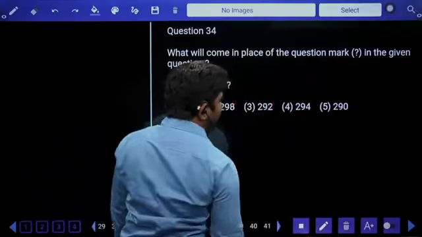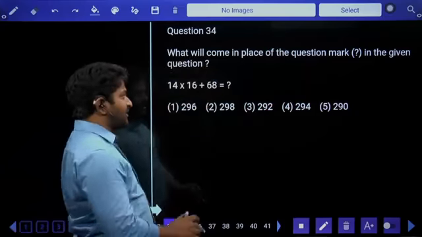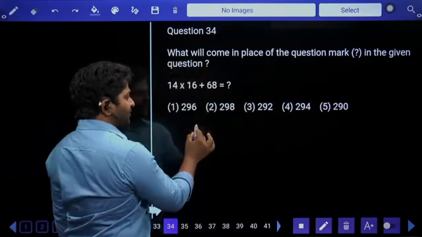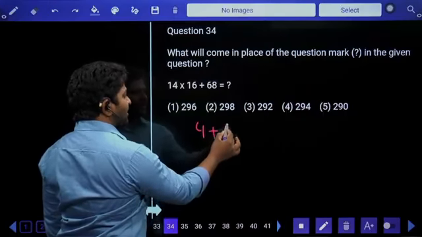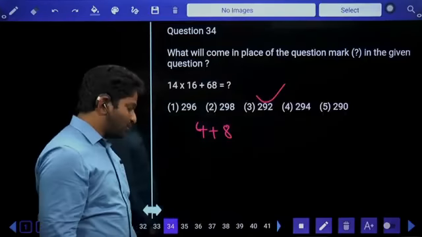And here, when you observe the last digit, all are different. So let us try to observe only last digit verification. 4 into 6 ends with 4. And the other number ends with 8. Sum of 4 and 8 should end with 2. There is only one option, 292.